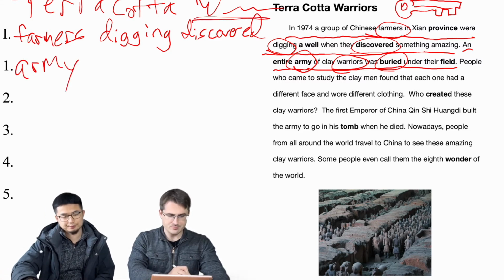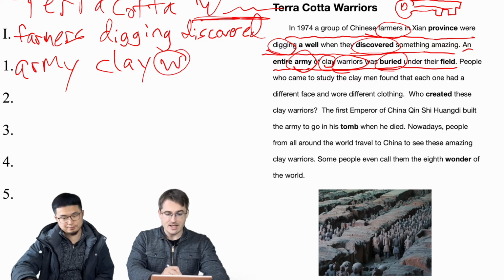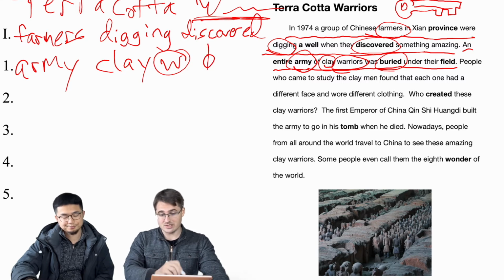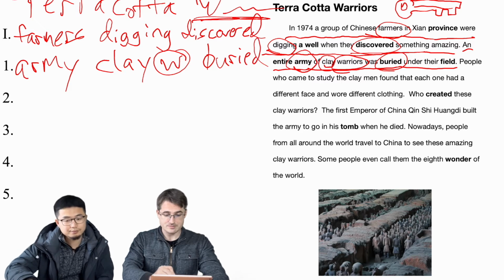Army. Oh, look, I have warriors up here. So maybe I can choose a different keyword since I remember how to spell this. So I'm going to choose clay. Remember, they were clay warriors. Army of clay. And now you can use a letter or a number, and it doesn't count as a word. So I will use W, and then clay, W, buried.